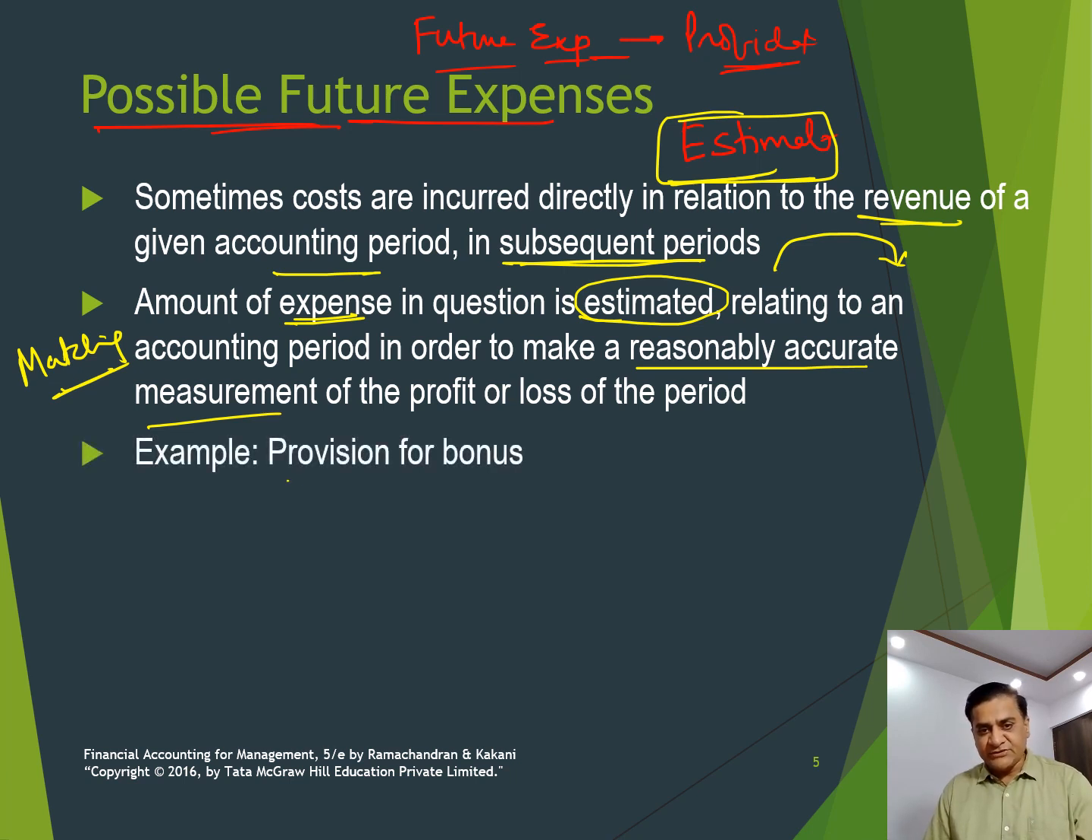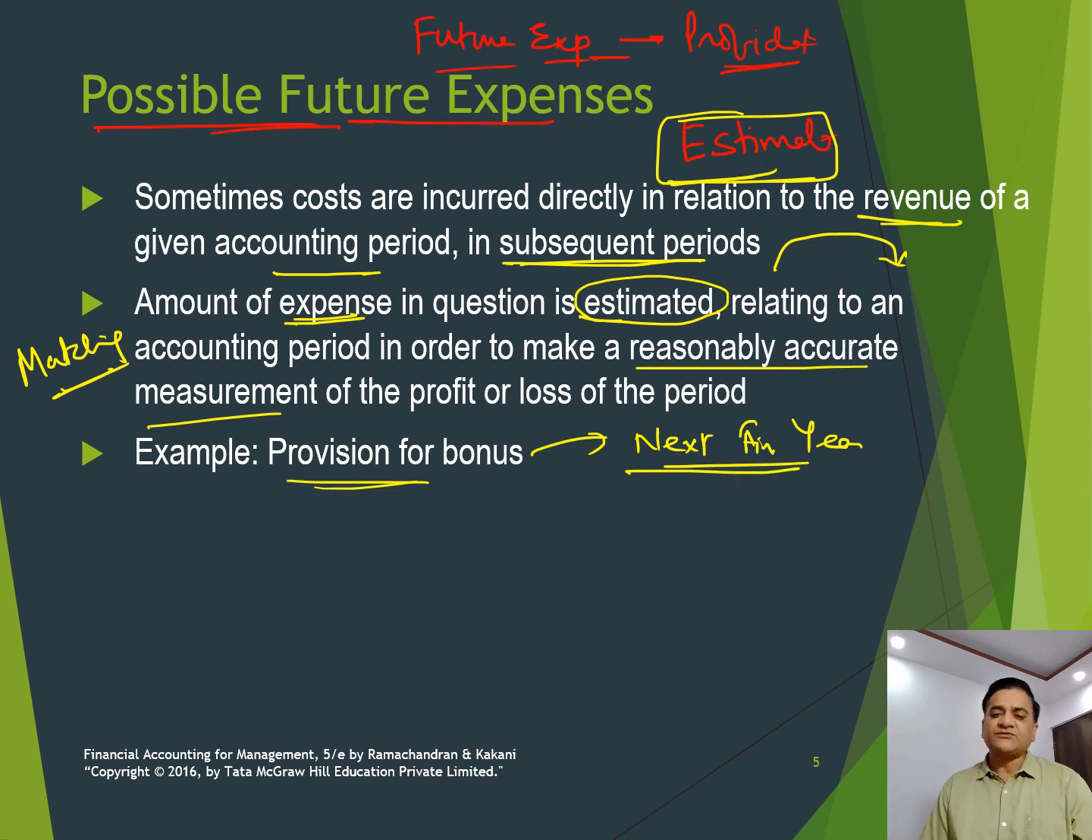Say for example, provision for bonus. What is this? We declare a bonus which is to be paid in, suppose, the next financial year. This bonus is for the work done in the current year, but it would be paid in the next year. What we have to do is make a provision for that. We would say this amount of expense towards bonus would be recorded as an expense in this very year. The name of that would be provision for bonus. If it is actually paid, it would be bonus expense. If it is not paid, if it is payable, we would say it is provision for bonus.